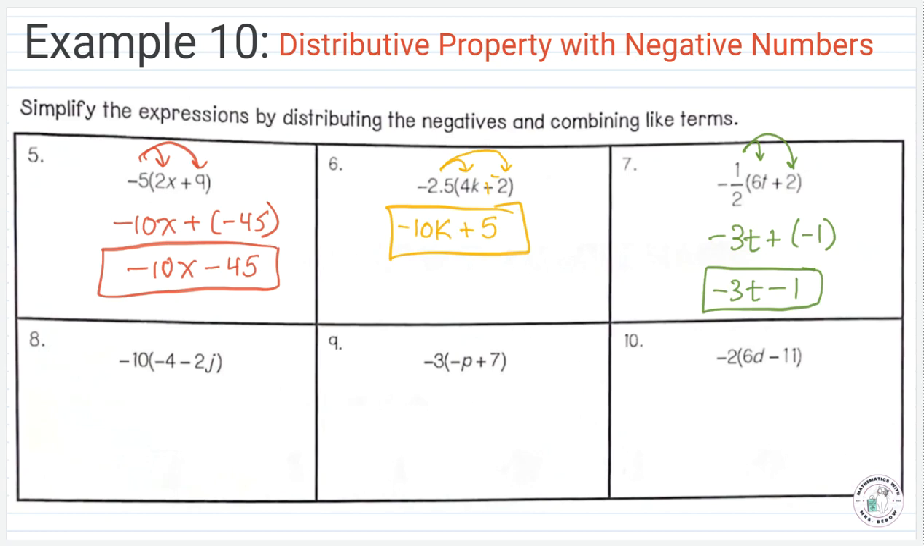Okay, so now for number 8 here, -10, and then in parentheses, -4 minus 2j. Again, my advice, rewrite that minus 2j as plus a negative 2j. And then we'll distribute. -10 times -4. That's a positive 40. Bring down my plus sign. -10 times a negative 2j is going to be a positive 20j. And then that's it for that question.